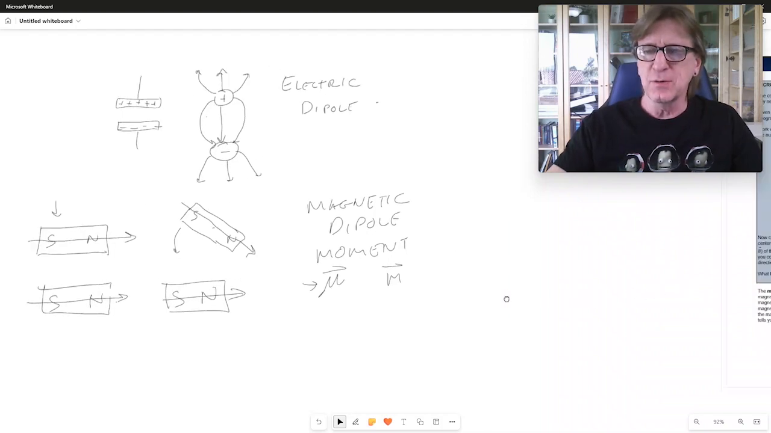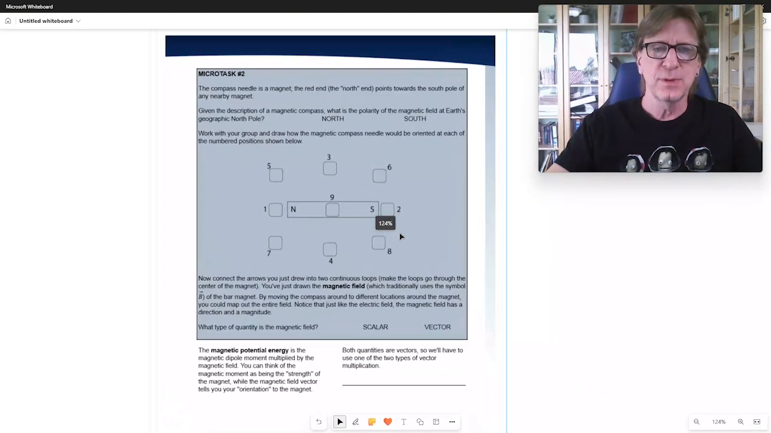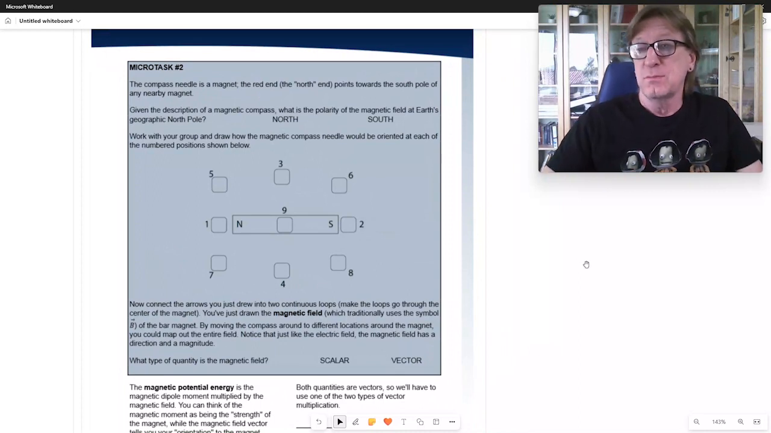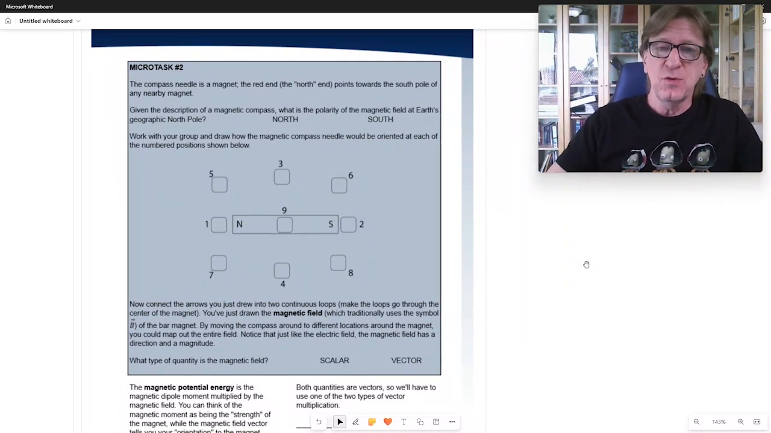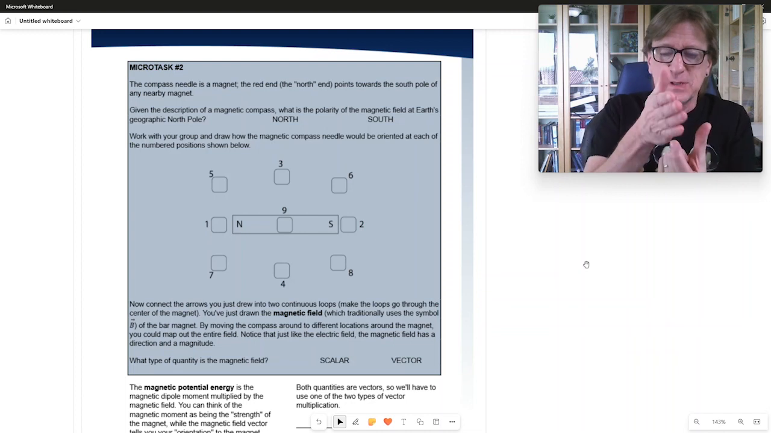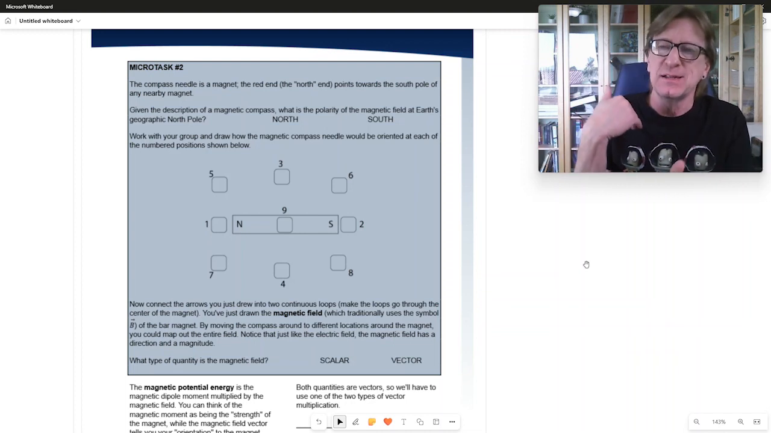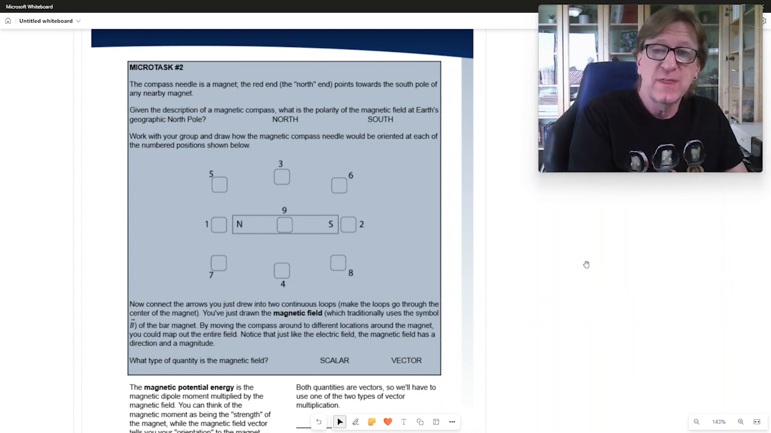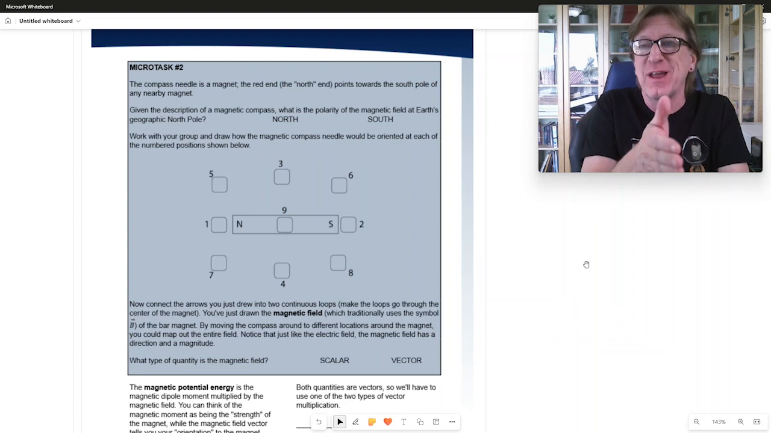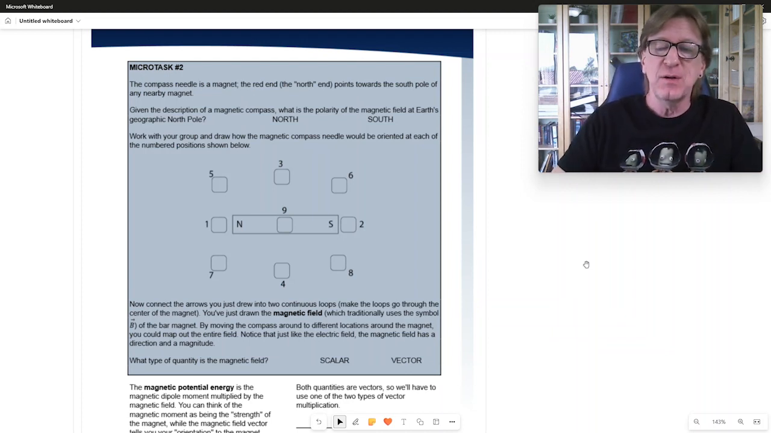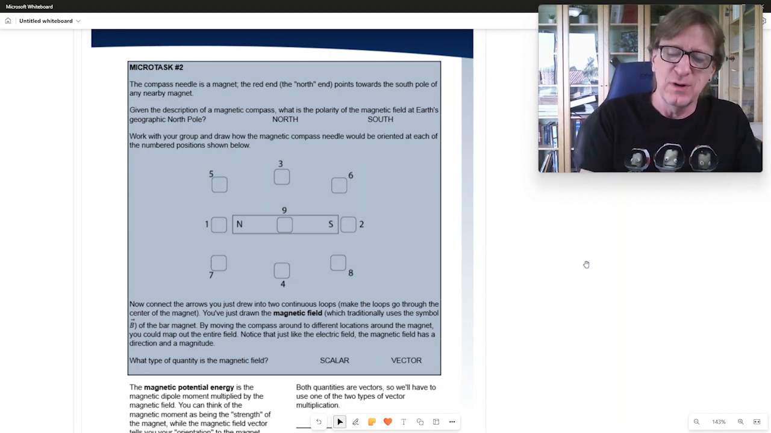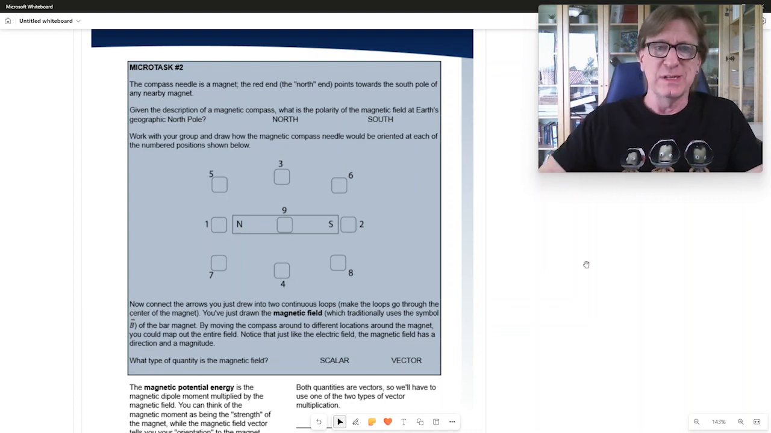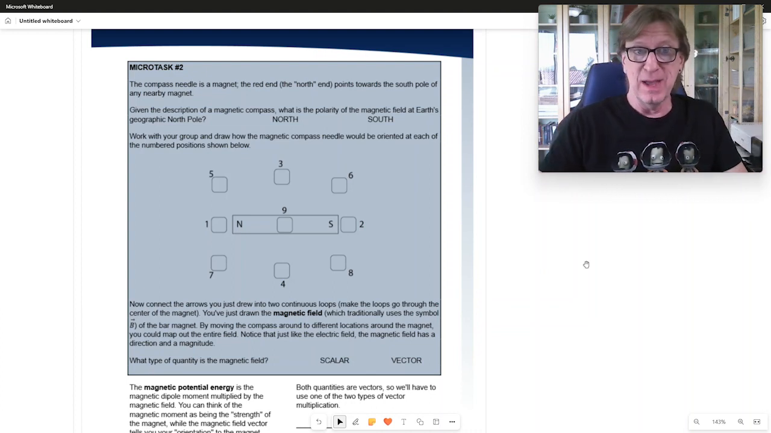So let's take a look at microtask 2 here. We're just going to slide this over. You've probably played with a compass needle, and you know that a magnetic compass is going to generally have a red end and a white or silver end. The red end is usually what we call the north end of the compass. It's the one that points to the letter N on the compass. And if you do experiments with this, it's kind of interesting. If you take a bar magnet or whatever, the red north end of the compass will always point to the south end of any nearby magnet.